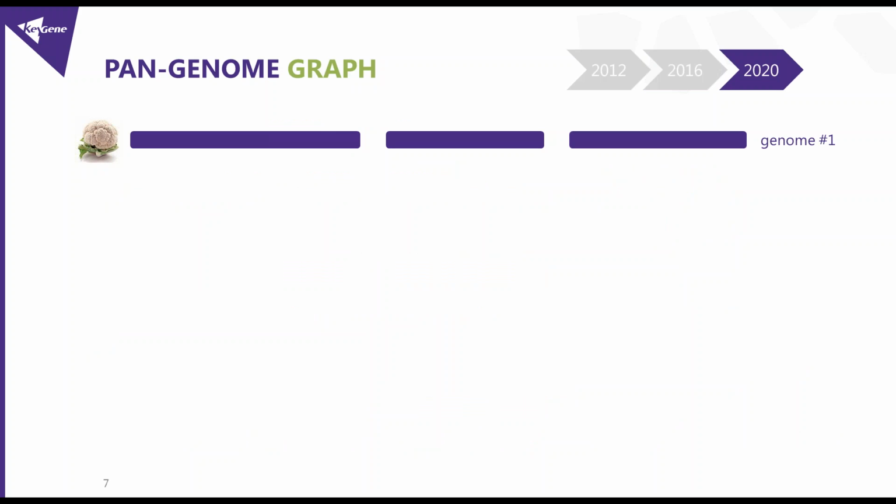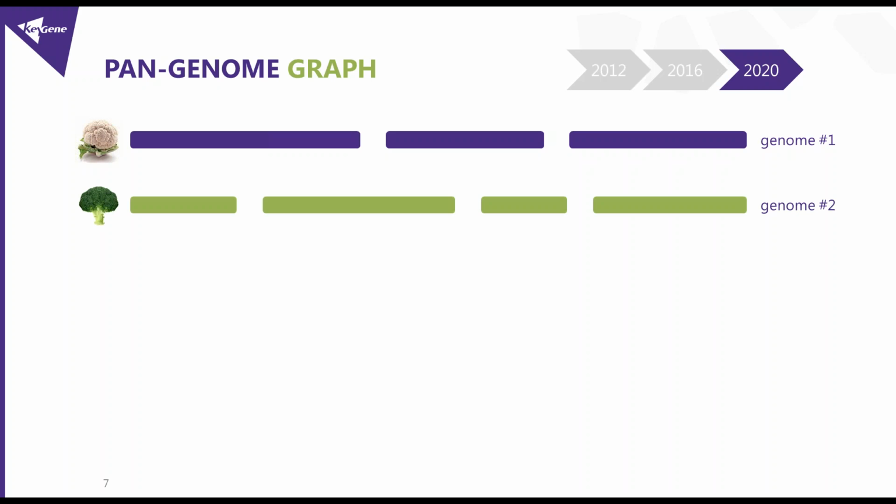Now, with the advent of long-read sequencing technologies, such as HiFi sequencing, we can actually sequence complete genomes de novo and also multiple genomes from a single species. So now we can take the reference genome for one accession and compare that to the genome of another accession.